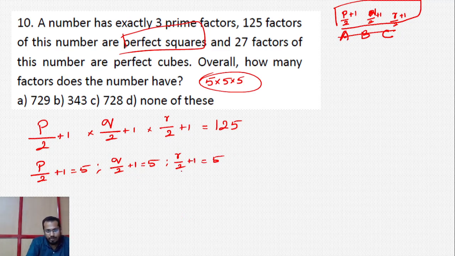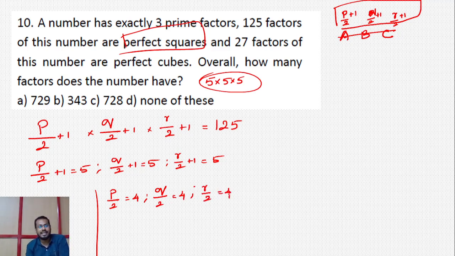I will start from here. P over 2 is equal to 4, Q over 2 is equal to 4, and R over 2 is equal to 4. That plus 1 will come to this side, it will be -1, right? And now P is equal to Q is equal to R is equal to 8 or 9.